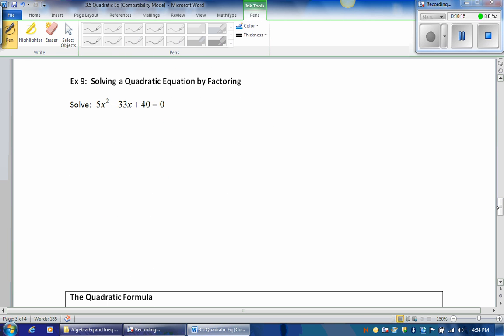Okay, so now let's get a little bit more difficult. This is a quadratic equation with a leading coefficient other than 1, so we are going to have to use the AC method. A times C is 5 times 40, which is going to give me 200. So I'm looking for factors of 200 that are going to give me negative 33. So I have to start finding factors of 200.